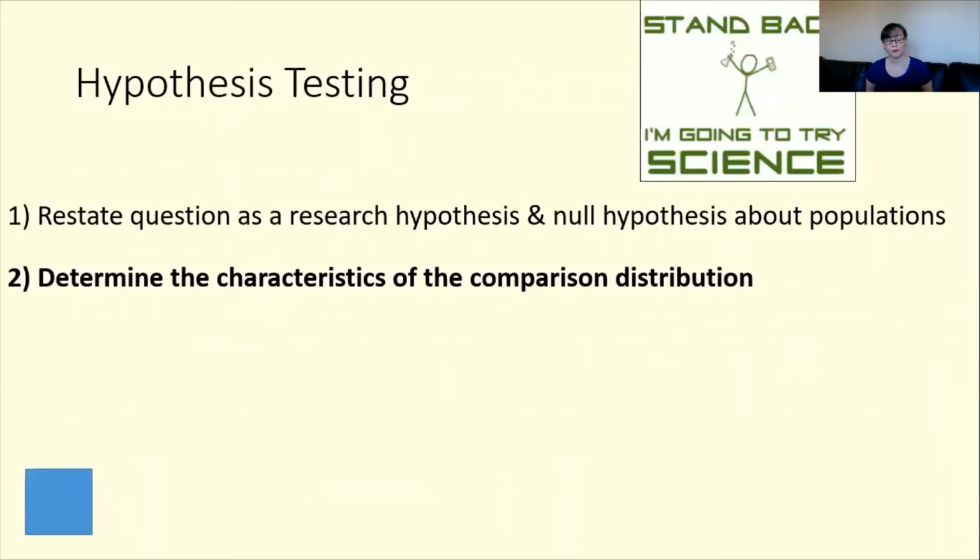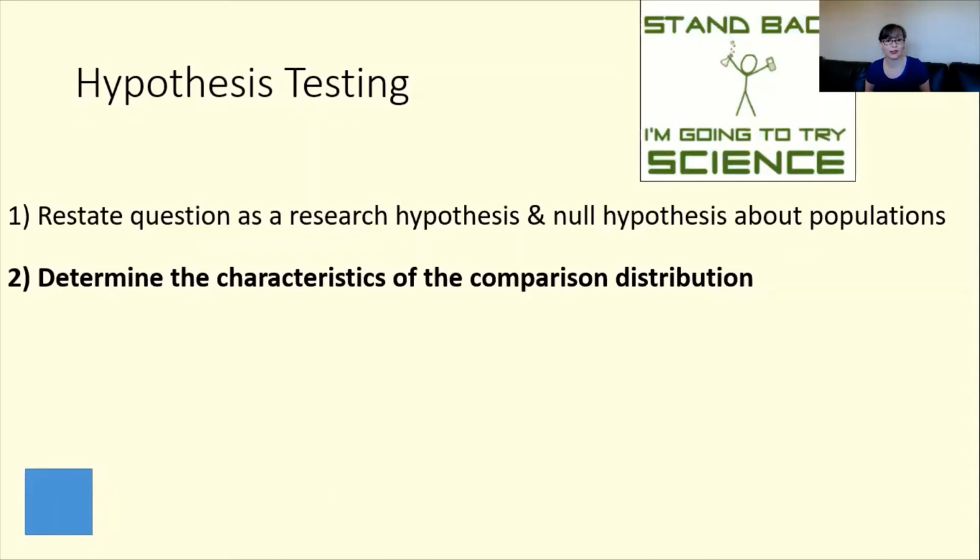For step 2, we're going to talk about our comparison distribution. And in this step, we're going to identify in each of our tests what our comparison distribution is and figure out what the characteristics are of that. And specifically, we're going to pay attention to things like the mean, the standard deviation, and the shape of our distribution.